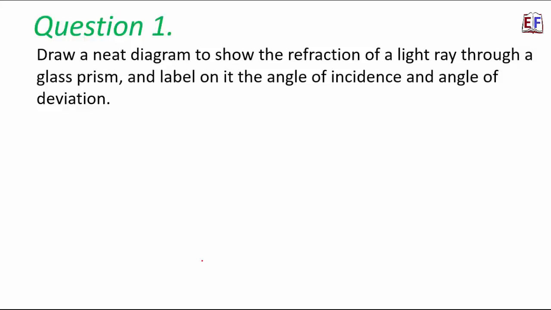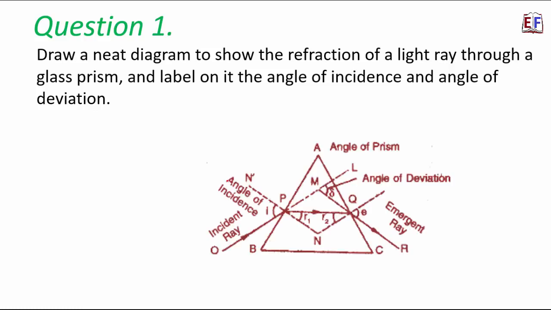Question number 1. Draw a neat diagram to show the refraction of a light ray through a glass prism and label on it the angle of incidence and angle of deviation. So this is how refraction takes place through a prism. As we all know, this is the incident ray. So as it reaches the interface AB, it undergoes refraction. This is the refracted ray.